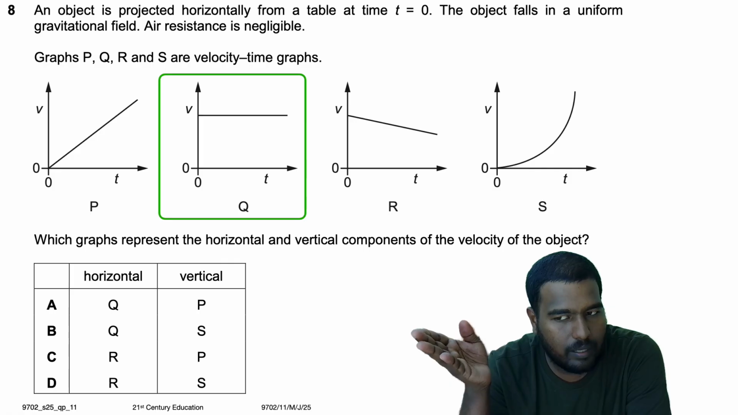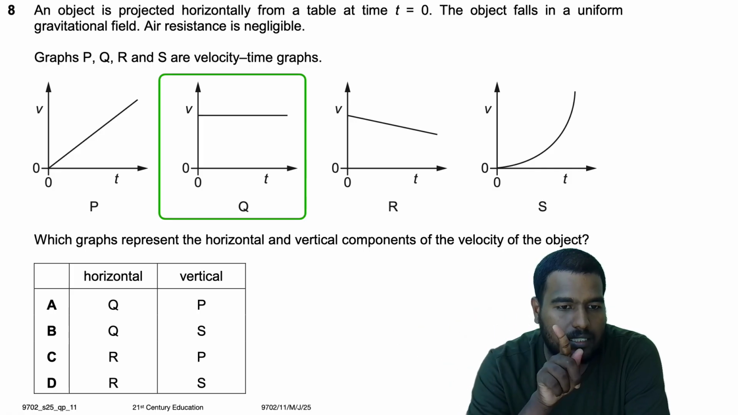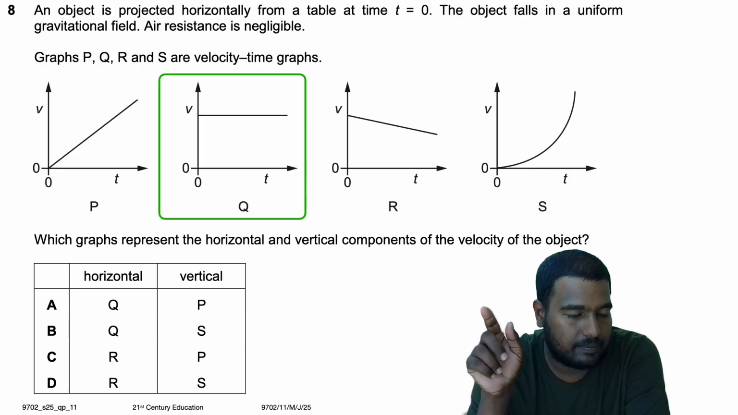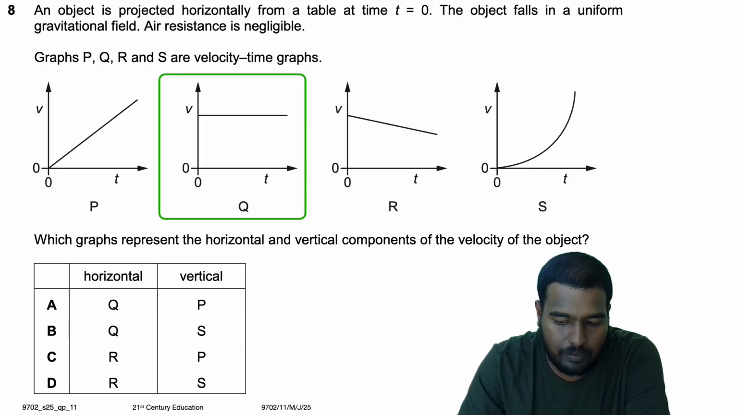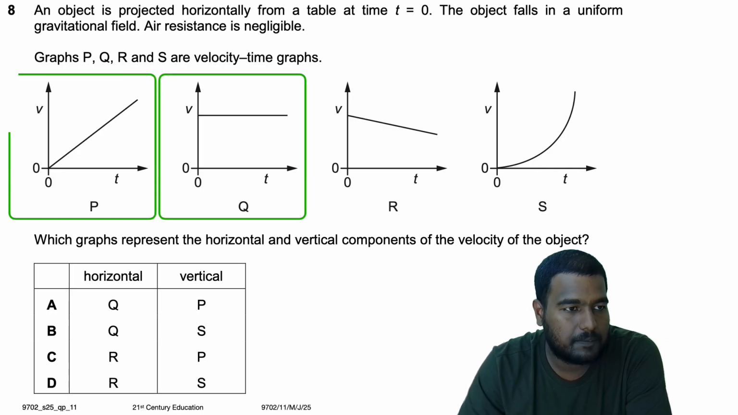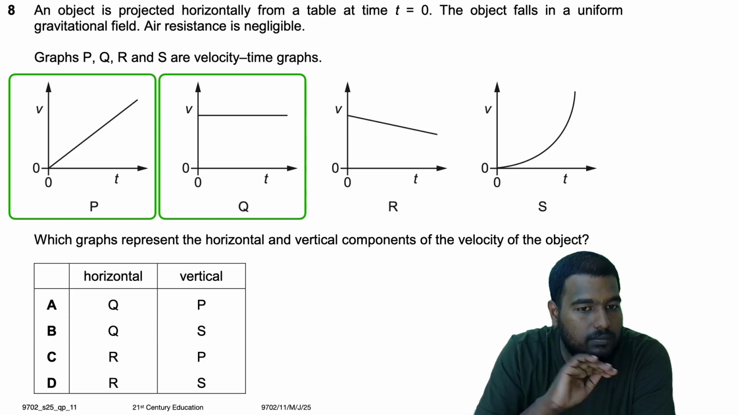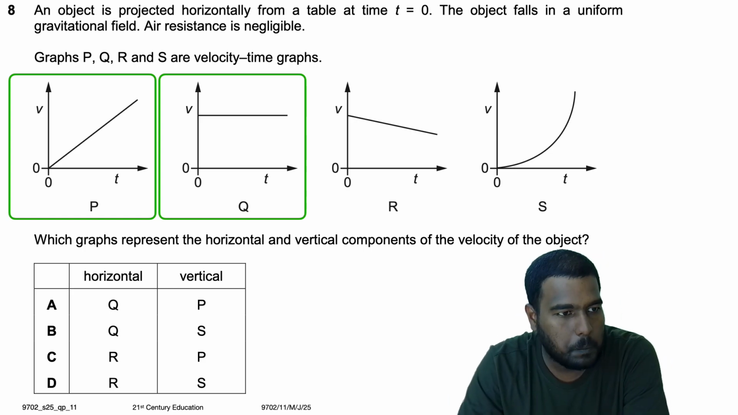What is the constant value? 9.81 meter per second square. So velocity will increase with a constant gradient. So P. Remember the link from the last question, yes. So P is vertical velocity. Why? Acceleration is constant, so the gradient is constant, so it's a straight line. So I think horizontal Q, vertical P. So option A, yes.